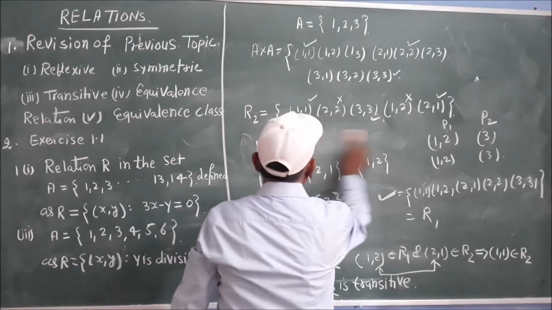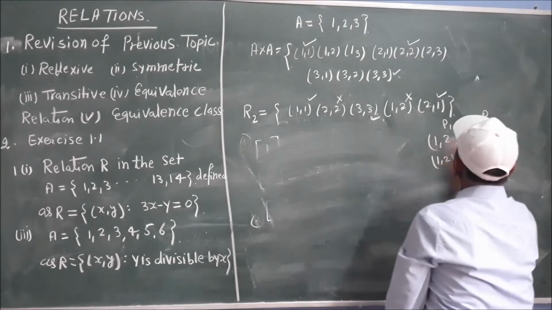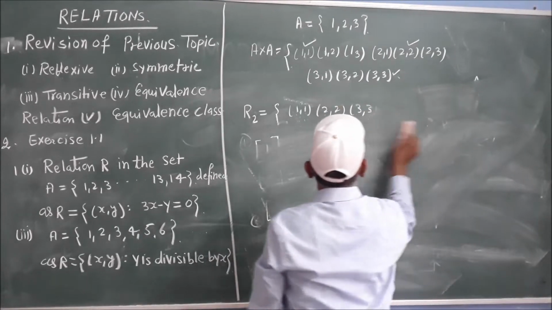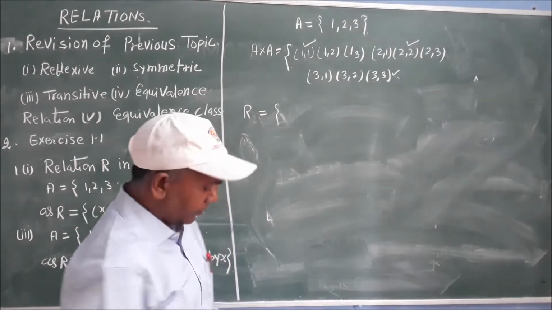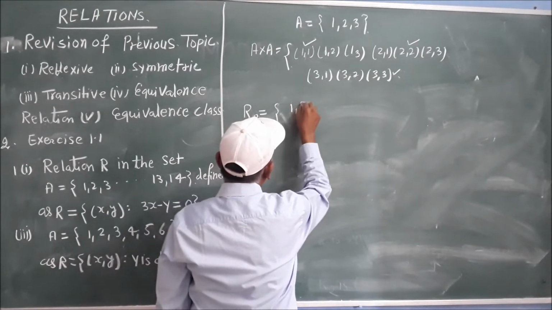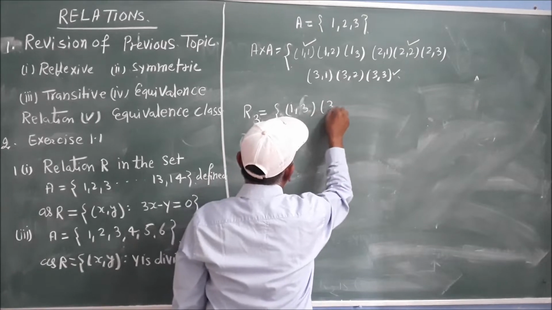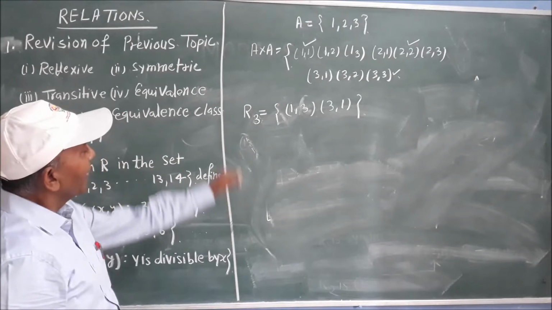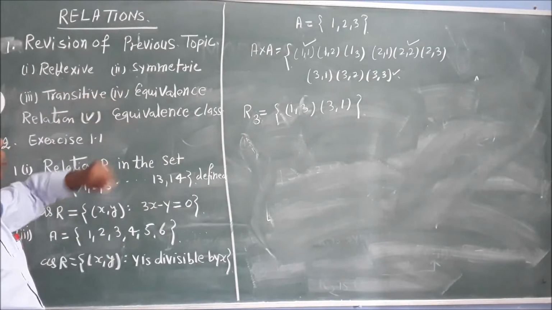So see here, another example. Here is an example R3, and R3 is equal to 1 2, 1 3 and 3 1. Here is a relation 1 3 and 3 1. And we have to check whether it is reflexive, symmetric, transitive or not.